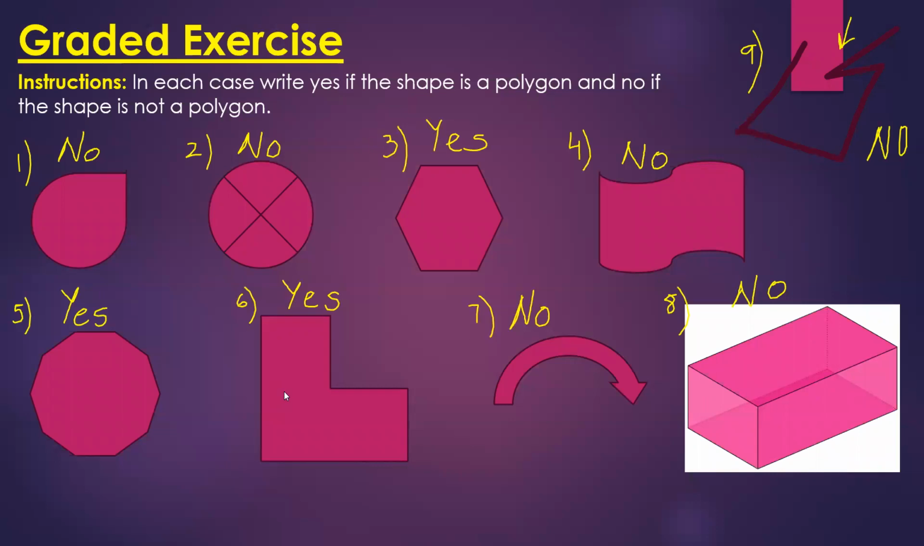Number 6, Darnik. Why is number 6 a polygon, Darnik? All right. She said she can't hear me. Let me try. Kenyon, are you there? Kenyon, are you there?